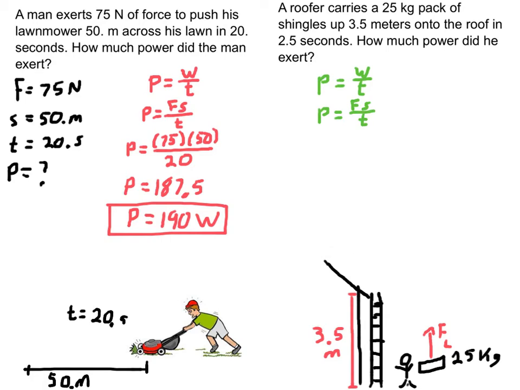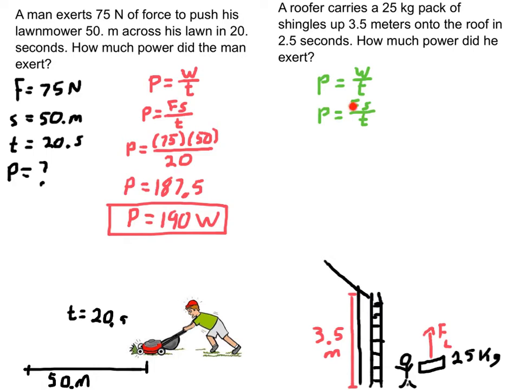You'll see this happens commonly. There are some problems where they go in and they tell you the work. They say the person expended, the roofer expended 250 joules of energy to climb 3.5 meters, or did 250 joules of work to climb 3.5 meters. Well, that's what the work or the energy is. But instead, if we're talking about a distance, that means we're going to have to break this work into force times displacement. Now be very, very careful here.